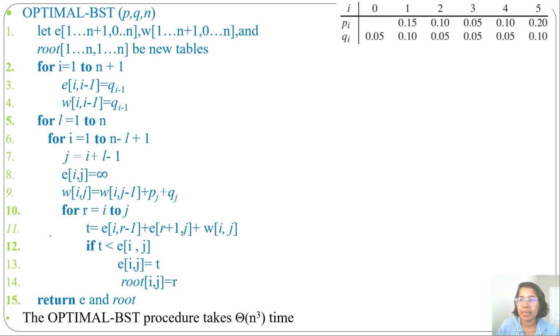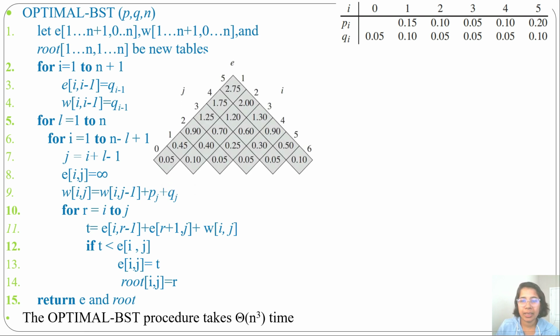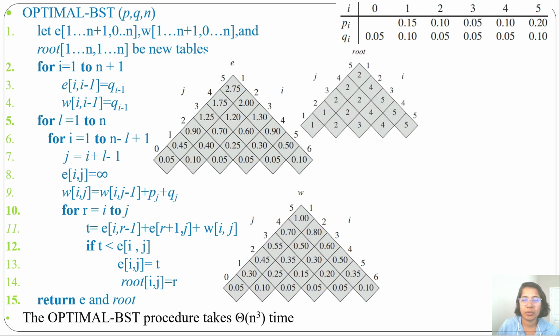Let's take the same example. We have 5 keys with probabilities. These pi are probabilities for keys and these qi are probabilities for dummy keys. We'll create 3 tables: E, W and root.